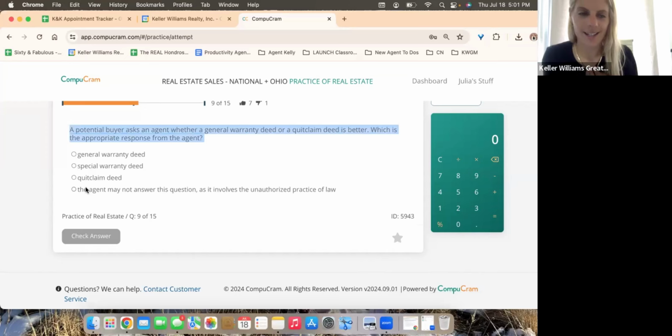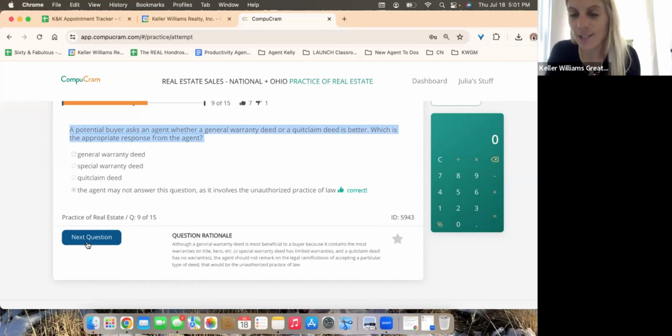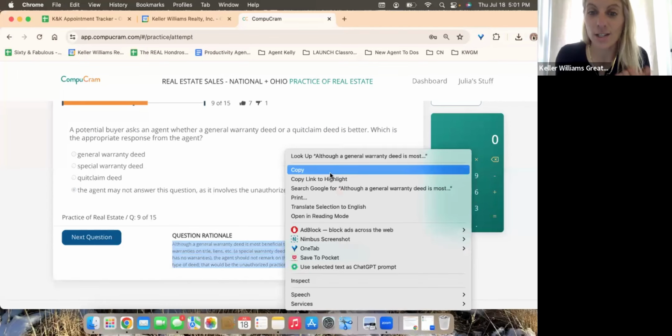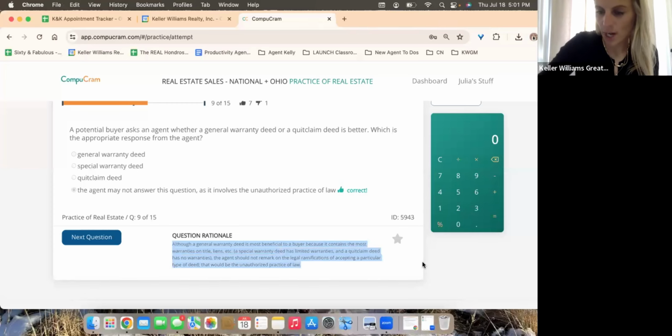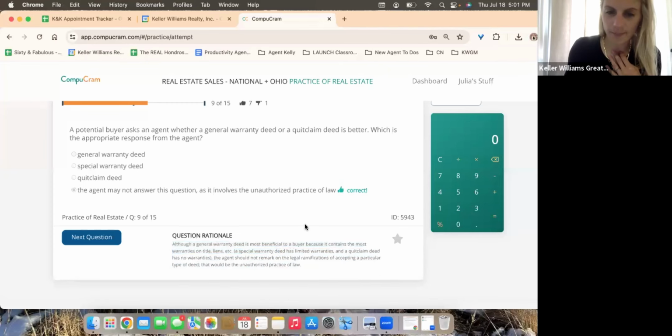Good work. Exactly. Literally any question that I feel like has that as the answer, it is the answer. Anything that has attorney or law and you're questioning if this is a legal question, it probably is. So that's probably going to be the answer. Attorney, practice of law, seek an attorney.